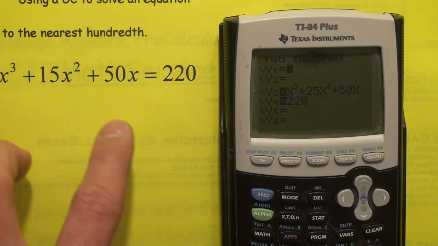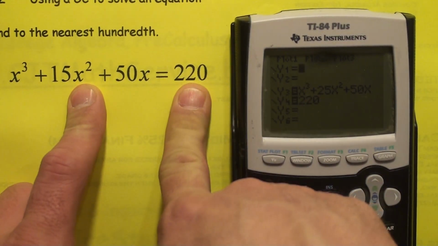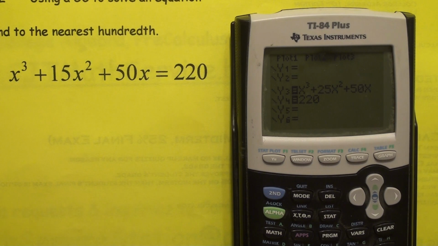Now, you need to put the left side into one and the right side into something else. What we're going to do is find where these two have an equal height. We're going to find where these two intersect with each other, and that will solve the equation. It's a pretty neat way of solving an equation.